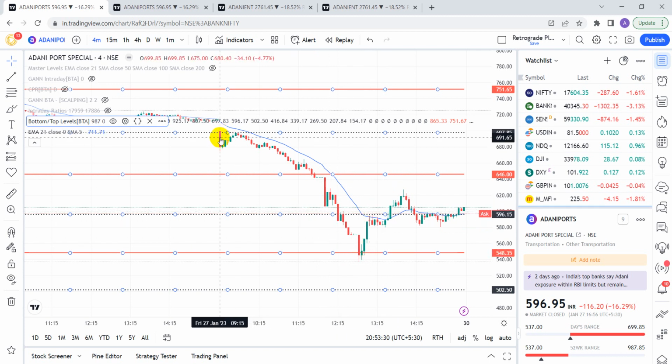I know 26 was an important day, and based on that, we were able to capture this beautiful move of Adani Port. So all the way from 698 all the way towards 540. From 548 only, you can see a bounce back came in. So it's a very, very simple technique.